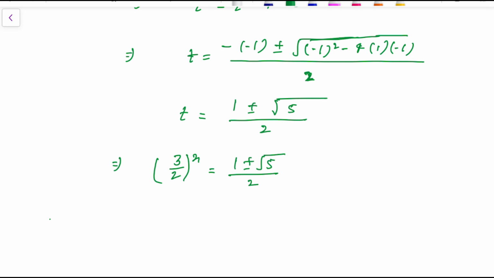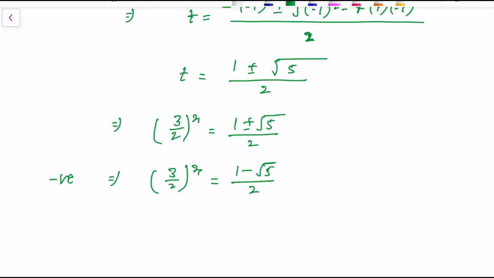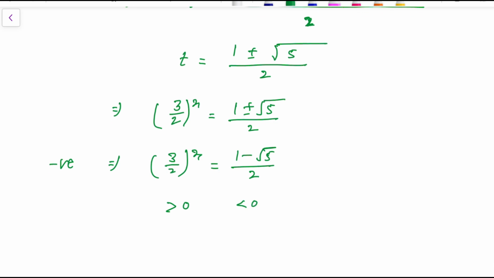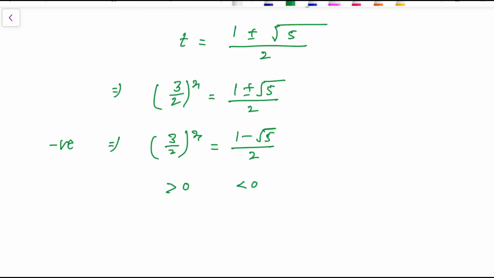So if we take the negative sign on the right hand side, the resultant will be (3 by 2)^x is equal to (1 minus square root of 5) divided by 2. Here we can observe that the left hand side is an exponential term that will always be greater than 0, whereas on the right hand side there is a negative quantity. So this condition cannot hold true.